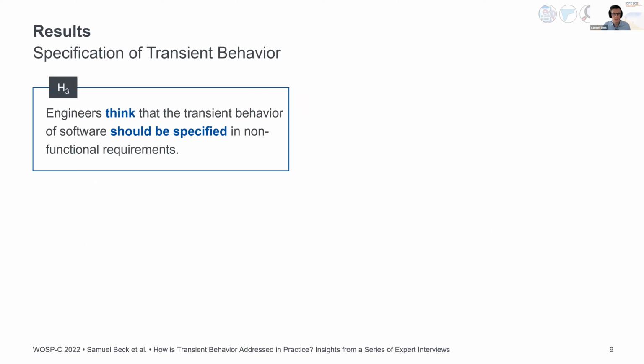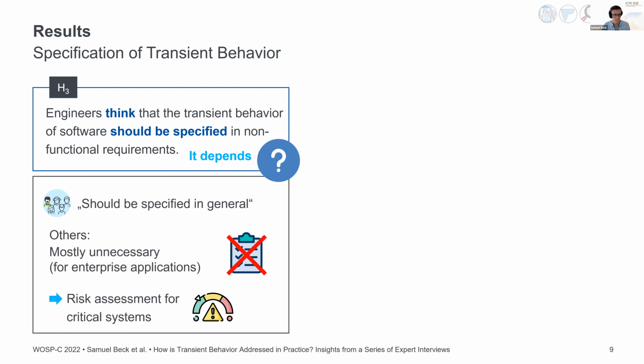For the specification of transient behavior, we made a hypothesis that engineers think that transient behavior should be specified in non-functional requirements. However, during our interviews, we uncovered that only 1 out of the 5 candidates thinks that this is the case and that it should be specified in general. The others thought that for their enterprise applications, it is mostly unnecessary. However, they also mentioned that they believe for more critical types of systems, it is probably valid to do a risk assessment and then based on that decide whether or not some aspects of transient behavior should be specified.